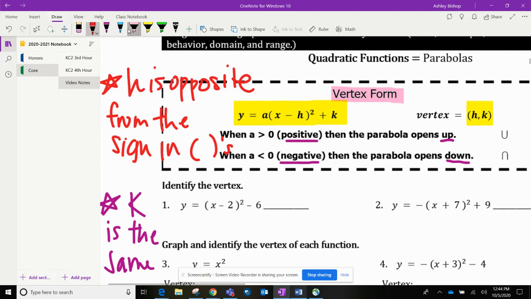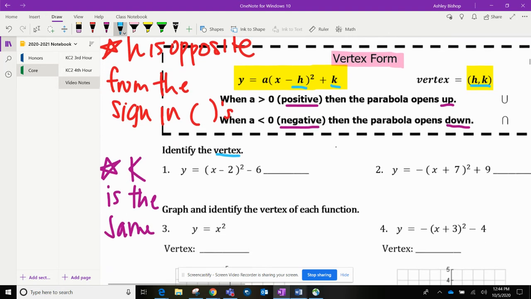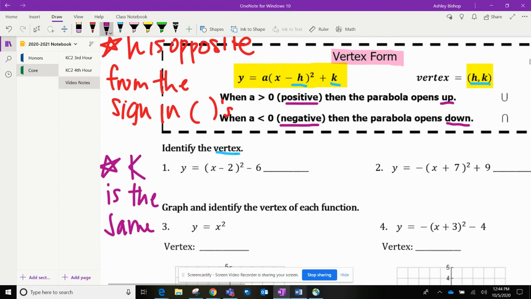So this first problem says identify the vertex. And the vertex is going to be H comma K. When we write the vertex, it's a point, either the very bottom or the very top of our parabola. The vertex is a point, H comma K, where H is the number with the X in the parentheses, and K is the very last number in the equation. So again, H is the number in the parentheses with X. So here's X, the number inside of it is -2.